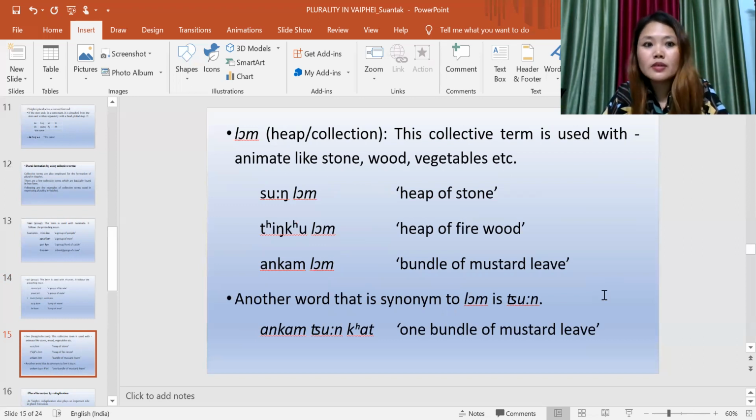This collective term is used with minus animate like stone, wood, vegetables, etc. So from the Vipe example, sung lom means heap of stone, ting kolom means heap of firewood, and kamlom means bundle of mustard leaf. Another word that is synonym to lom is chun. Ankam, chun khat, one bundle of mustard leaf.